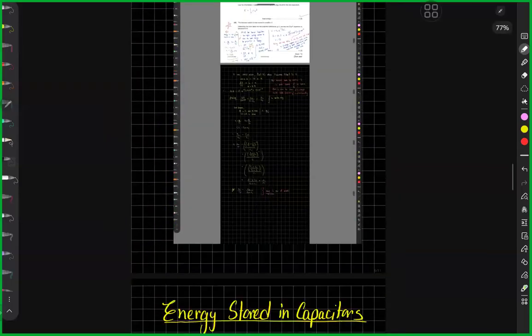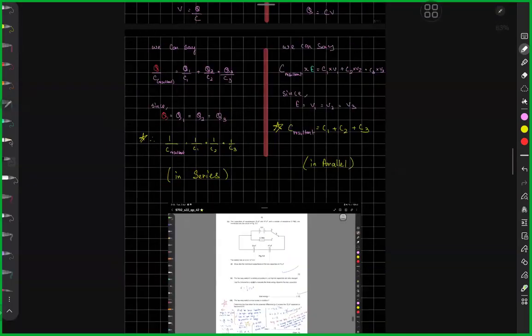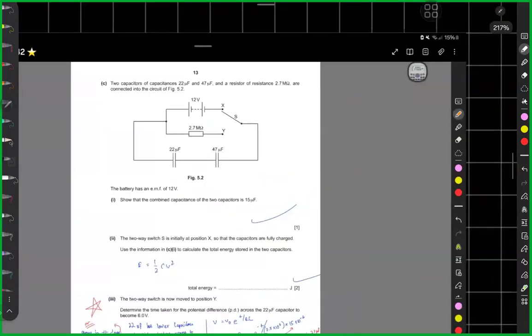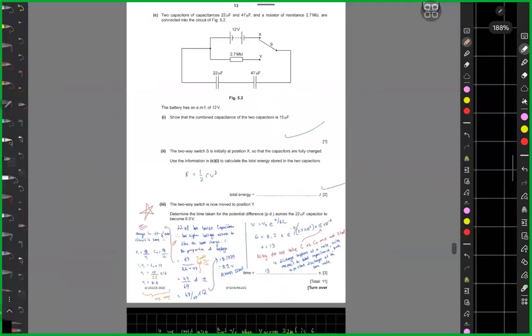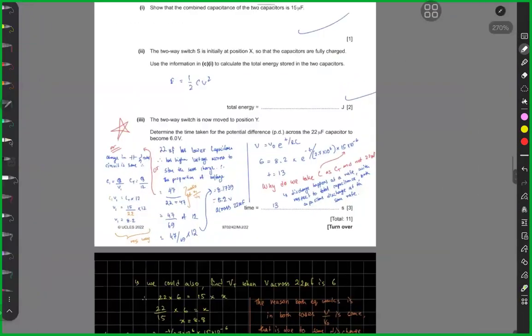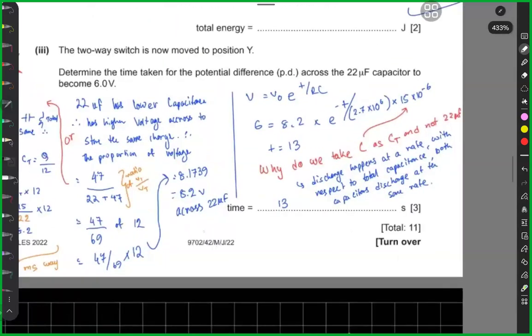I have this. Oh, this is a brilliant question. Literally one of the best questions I've seen, at least from this chapter, if not from the entire syllabus. 9702. You can't do this right now. Once I explain more things, you will be able to do this. 9702 42 MJ22, 2022 paper.